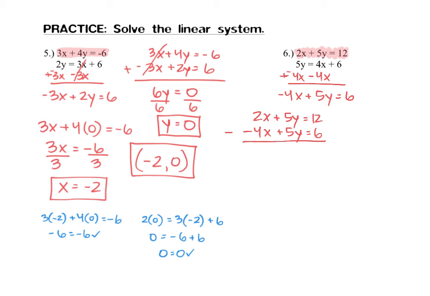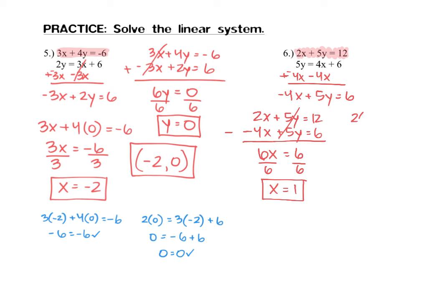So this would be 2x minus negative 4x, so that comes out to be positive 6x there. And then the 5y's cancel because I have 5y minus 5y. And then 12 minus 6 is 6, so I divide by 6, and I get x equals 1, so I'm halfway there. And then I can plug that x equals 1 into either equation.